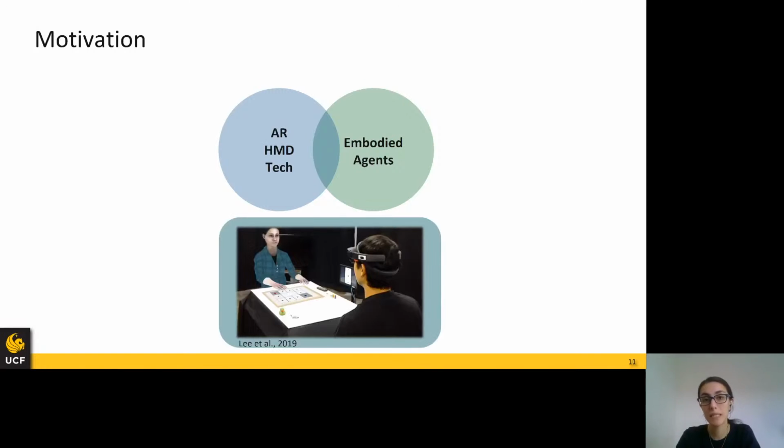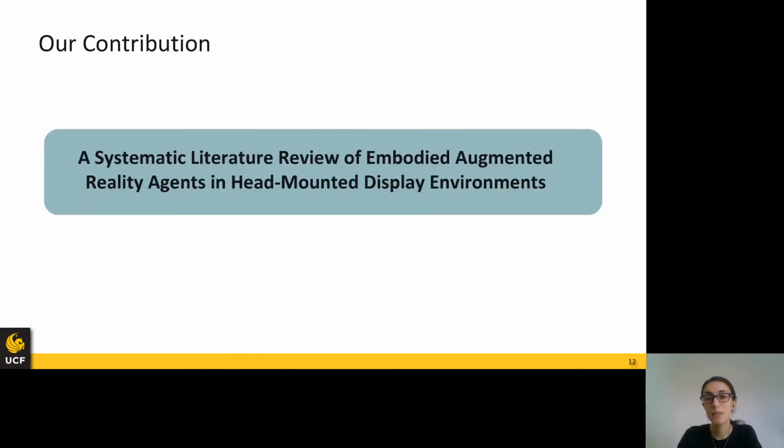In our work, we are specifically interested in utilizing AR HMD technology for visualization of embodied agents, and we speculated that because these agents are going to be rooted in our physical environment, there are going to be specific considerations in terms of their development and how we interact with them. And to get an idea of what these considerations are and have been over the past 20 years, we decided to conduct a systematic literature review.